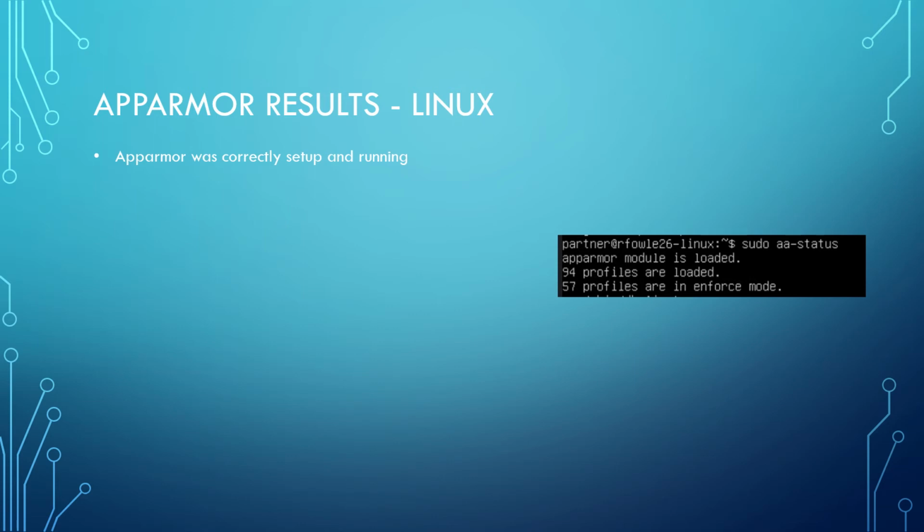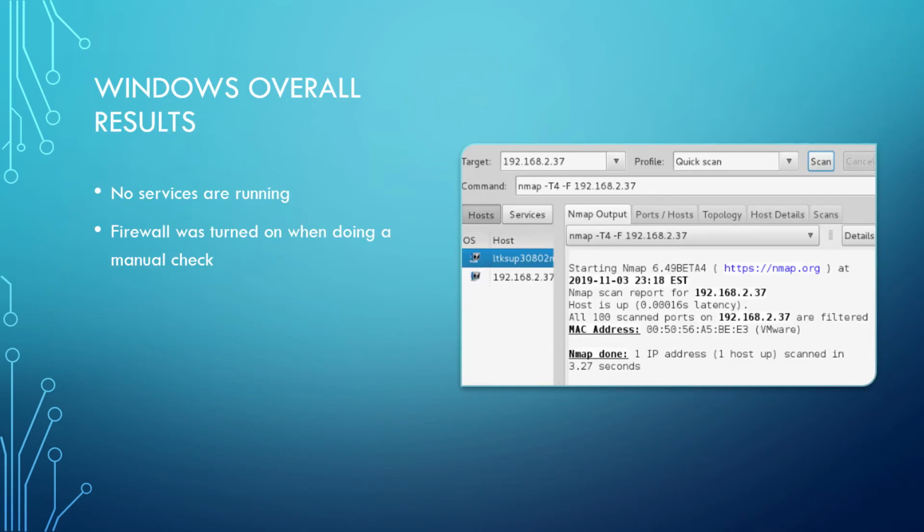Now let's take a quick look at the Windows server, and I say quick look because not many of the services, if any, were running. So for the Windows server, an Nmap scan was also done from the Kali Linux box. The server was located at 192.168.2.37. And on the right, you can see the results of that scan and, well, the lack of results.